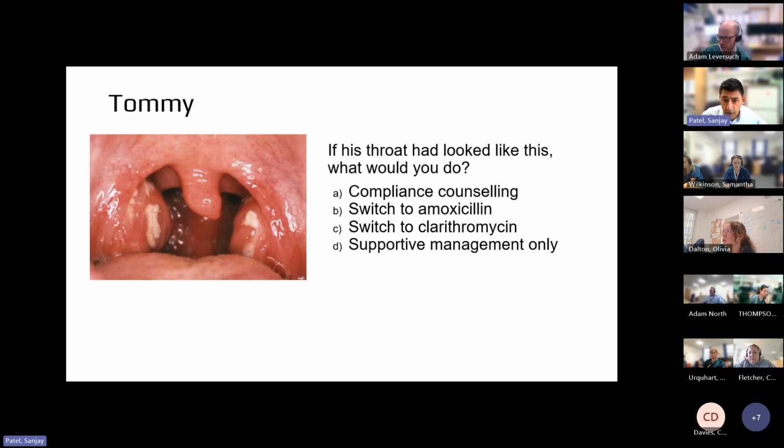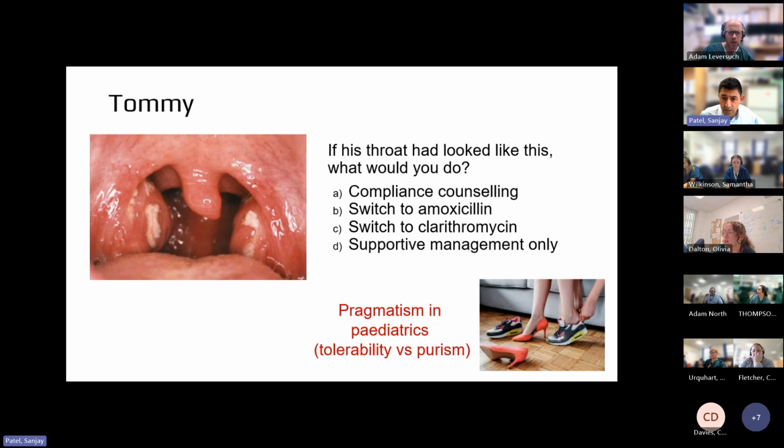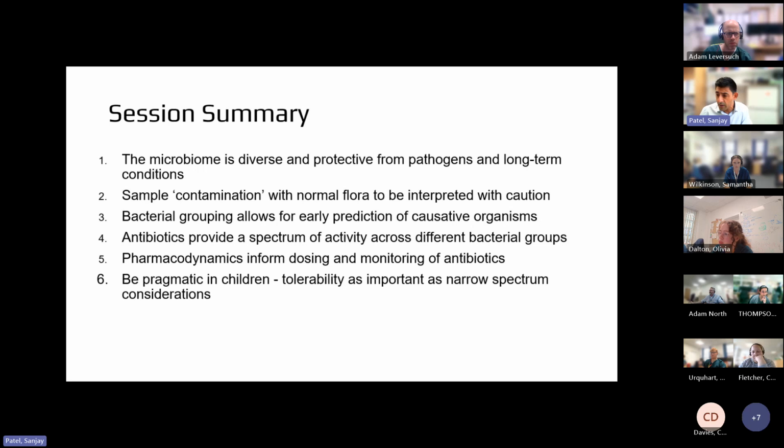I wouldn't switch to clarithromycin. There's no reason to. It's probably not as good, and it tastes even worse than the penicillin V. And I do think this child needs antibiotics. So pragmatism versus purism is really important in paediatrics, because we do need to get these things in there, and some antibiotic suspensions taste awful. So I think we might wrap up there actually.